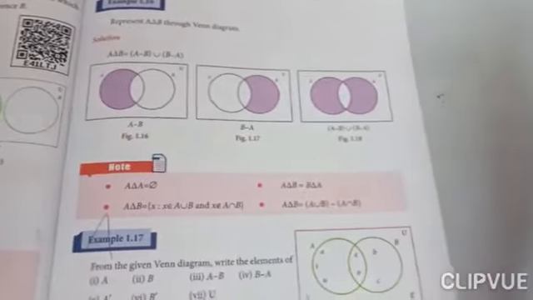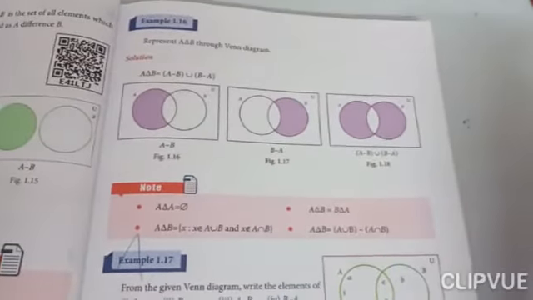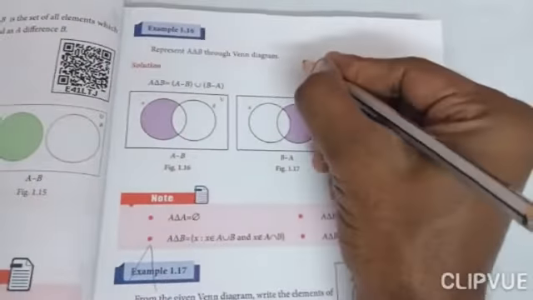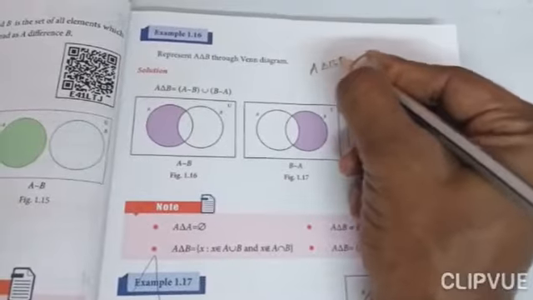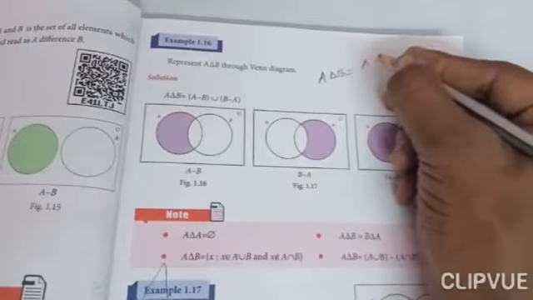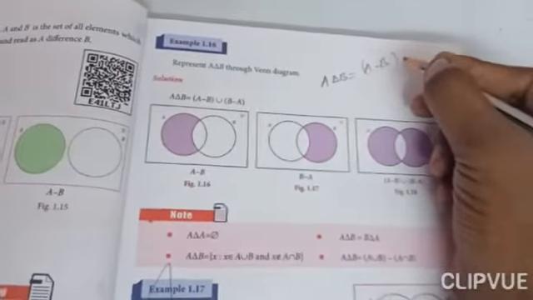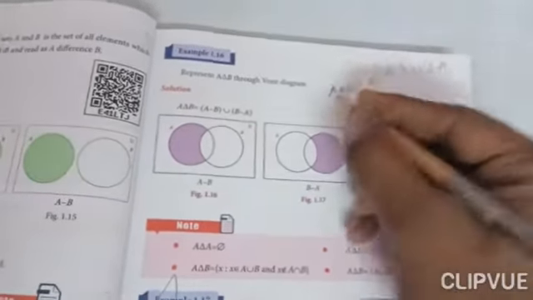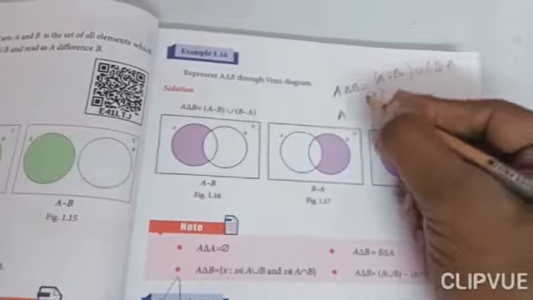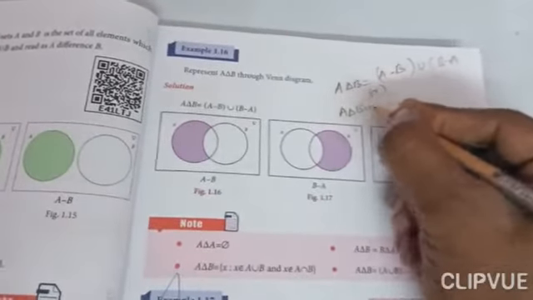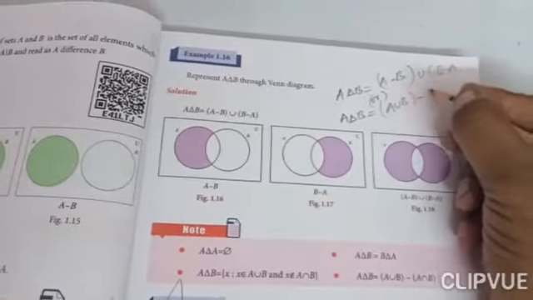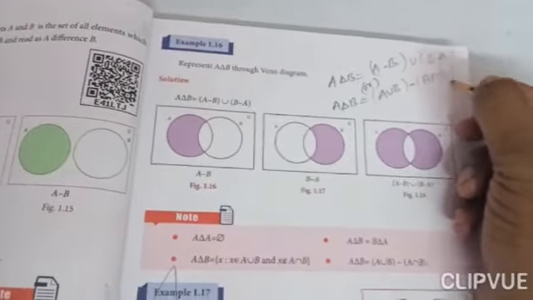Students, the symmetric difference of two sets is very important. Two ways you can do it. The first one is A symmetric B equals A difference B union B difference A. And another way is A symmetric B equals A union B minus A intersection B.